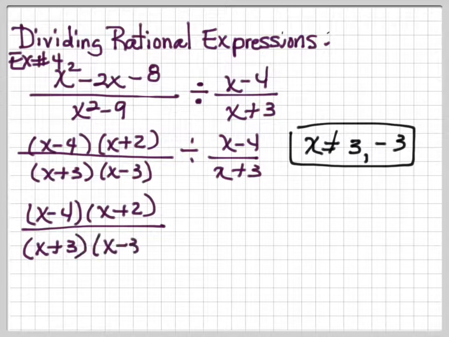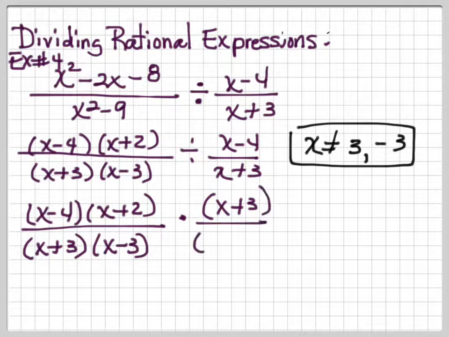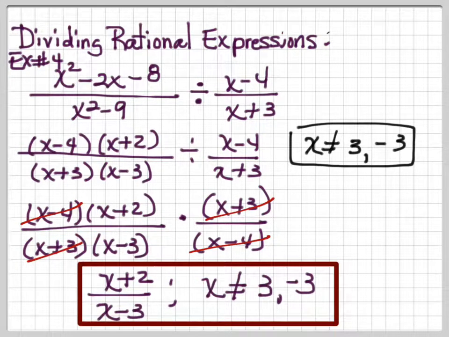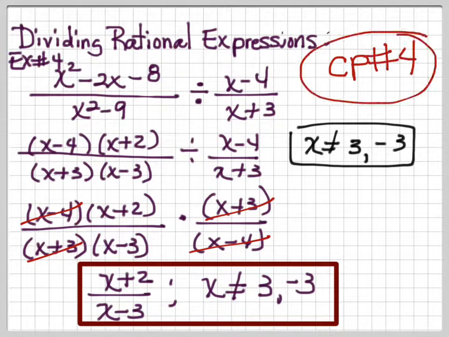So we have (x minus 4)(x plus 2) over (x minus 3)(x plus 3), times (x plus 3) over (x minus 4). Now we can do our canceling. The x minus 4's cancel, the x plus 3's cancel, and our answer is (x plus 2) over (x minus 3), and x cannot be equal to 3 or minus 3. Okay, go ahead and do checkpoint number 4.